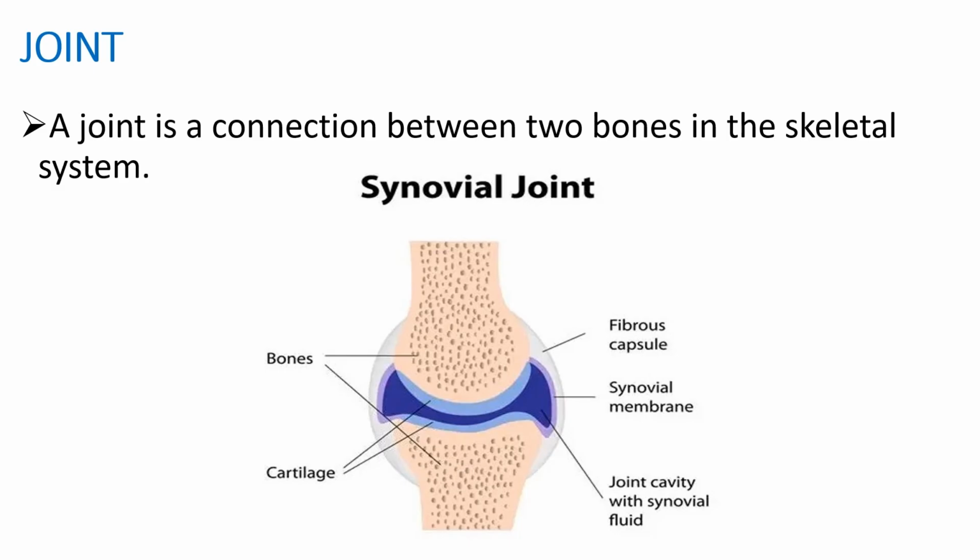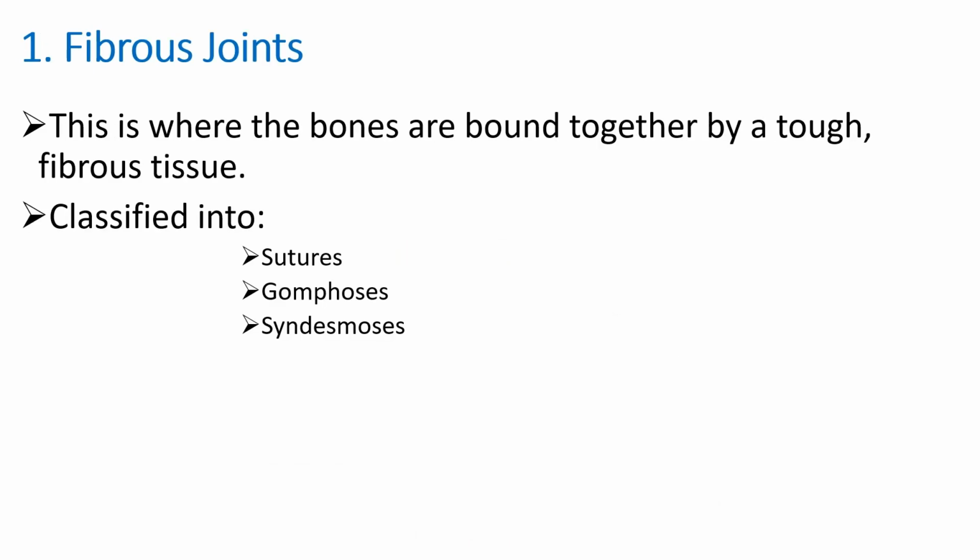So here is an example of a synovial joint. To start with number one, we have the fibrous joints. This is where the bones are bound together by a tough and fibrous tissue. It is further classified into the sutures, the gomphoses, and the syndesmoses.